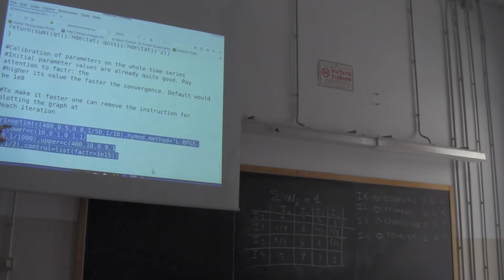And this is the tolerance. 1 to the power of 15, the default value would be 1e8. I enlarged it because I wanted a faster convergence.